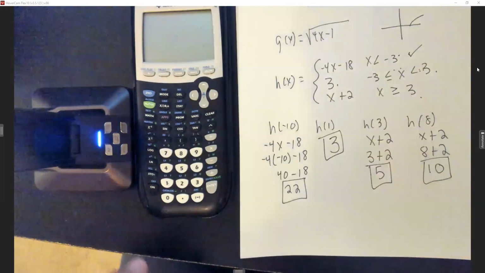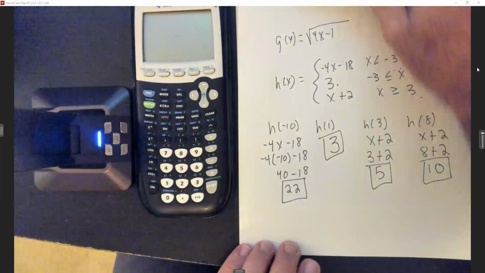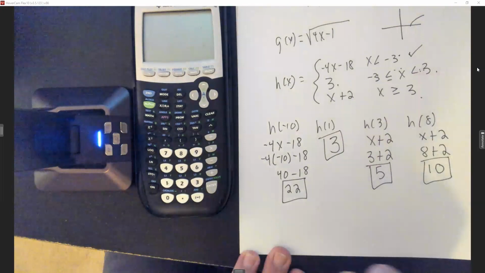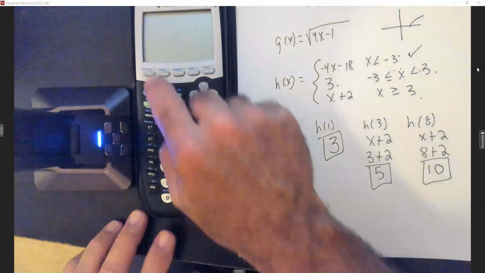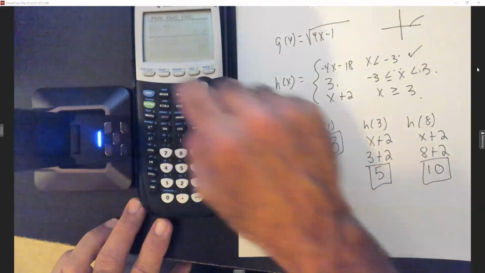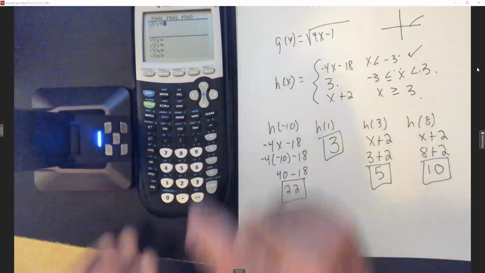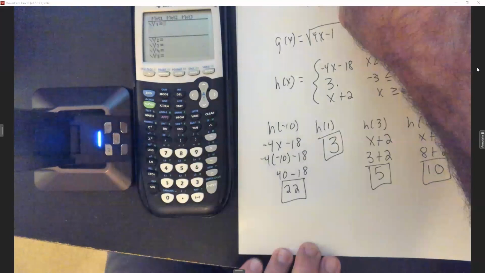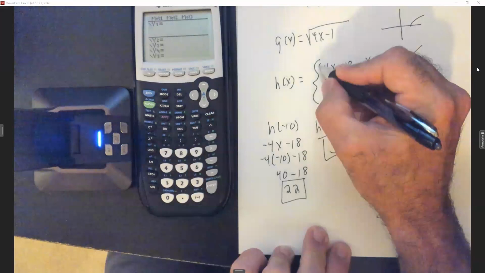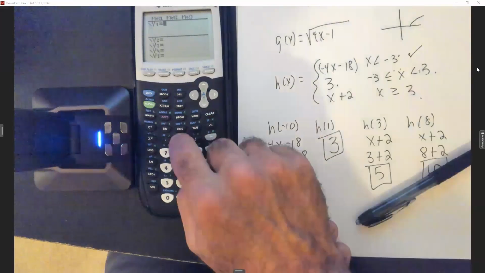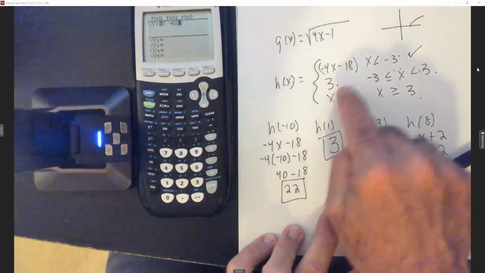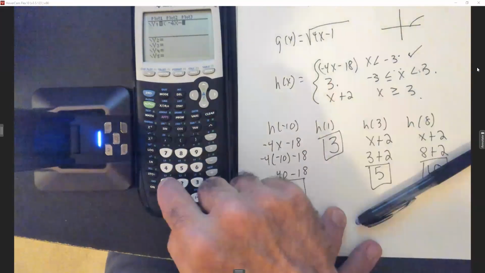Now, y'all, I ain't never showed y'all what I'm about to show you, but that calculator, I can knock this out pretty quick. So watch what I'm about to do. I'm going to go to y equals and clear everything out. What you got to do on the calculator is put each equation in parentheses. So watch what I do. I'm going to do parentheses, negative 4x minus 18, close parentheses.